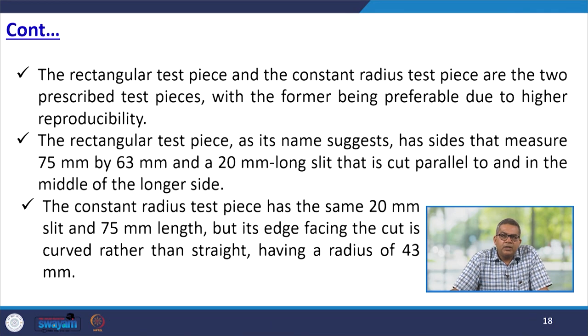The rectangular test piece and the constant radius test piece are the two prescribed test pieces, with the former being preferable due to higher reproducibility. The rectangular test piece, as its name suggests, has sides that measure 75 mm by 63 mm and a 20 mm long slit that is cut parallel to and in the middle of the longer side. The constant radius test piece has the same 20 mm slit and 75 mm length, but its edge facing the cut is curved rather than straight, having a radius of 43 mm.